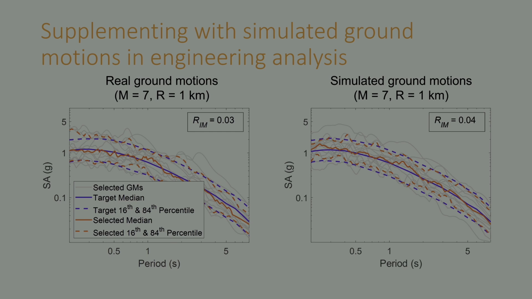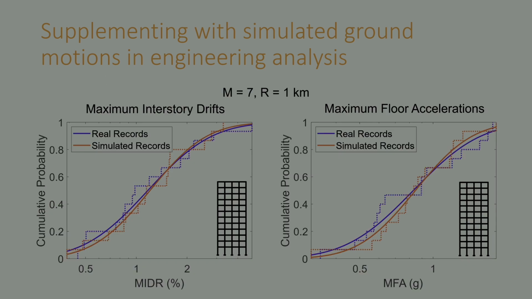But for engineers, we want to see if the building response would be the same for both of them. And it turns out it is actually quite similar. We're looking here at the cumulative probability of maximum inter-story drifts and floor accelerations on, I think, a 12-story reinforced concrete building. We're seeing that those response distributions are very similar between real records and simulated ground motions. And we've used this in a lot of other cases and seen similar results.